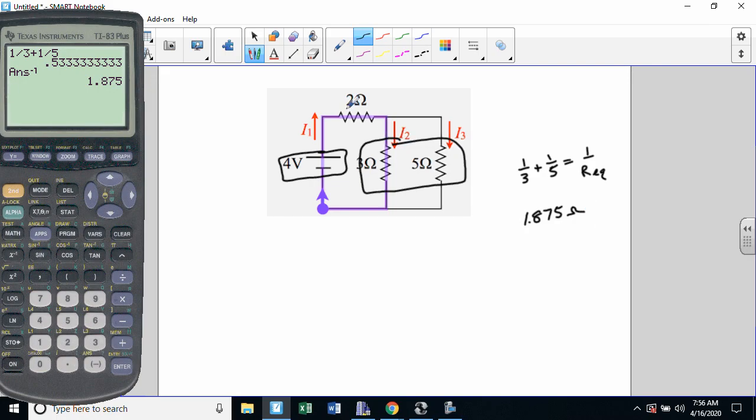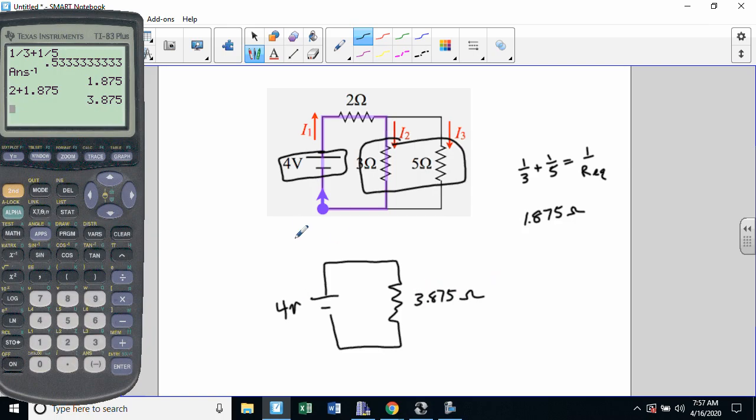In series with a 2 ohm resistor. So in series with a 2 ohm resistor means the equivalent resistance of this circuit is 3.875. So this is the same thing as having a single resistor with your battery of 4 volts and a single resistor of 3.875 ohm. So the first thing I can do is figure out current, number one.